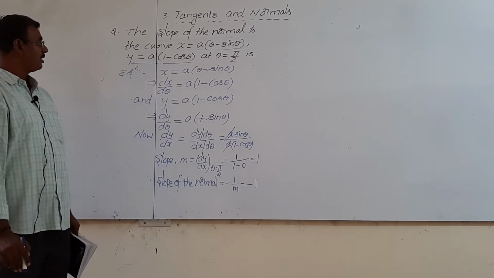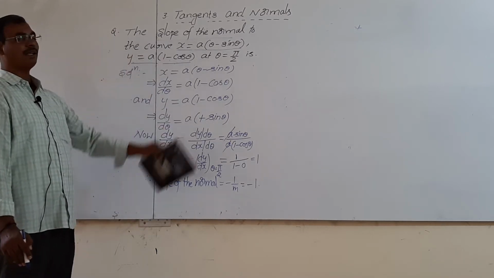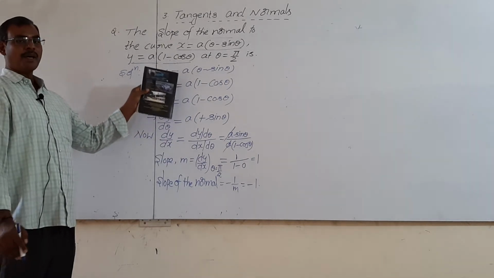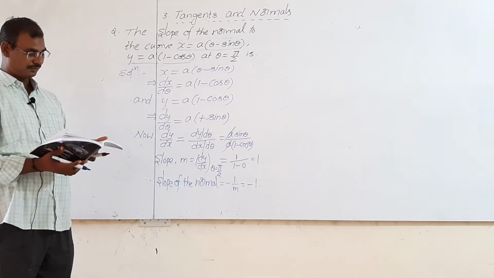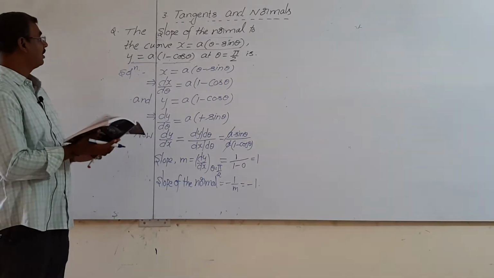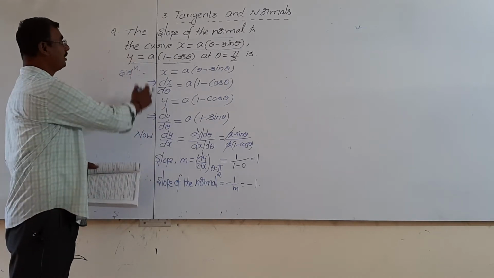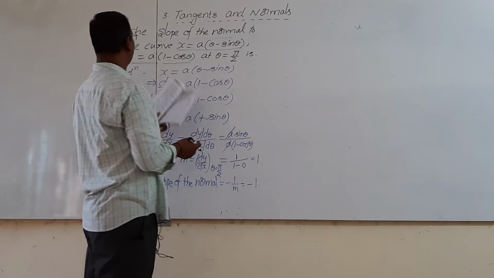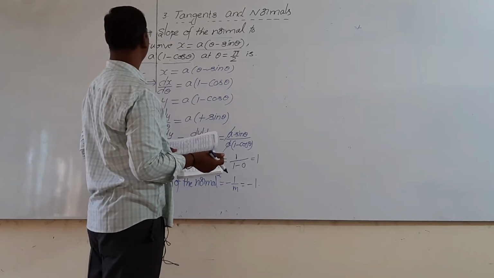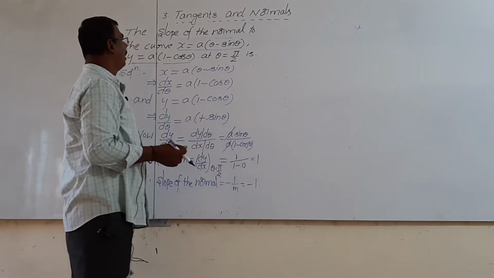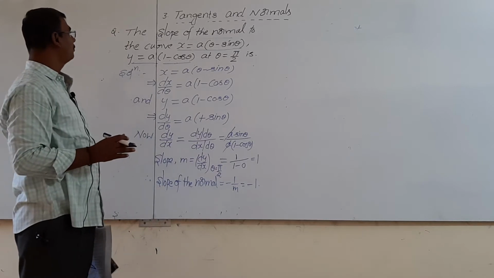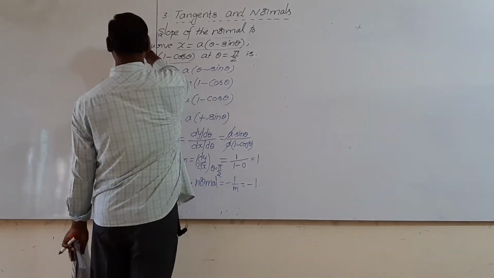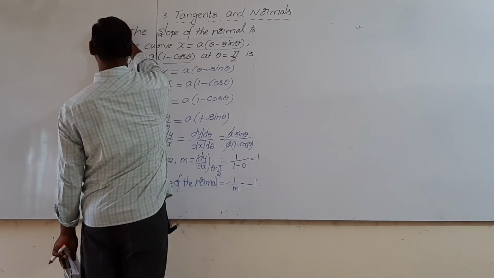So this is the procedure to find the slope of the tangent or normal, whether a curve or parametric equations are given. When parametric equations are given, we follow this method. So do these model questions yourself. I will give you the homework. Take the homework problem. Now we are going to the homework problem.